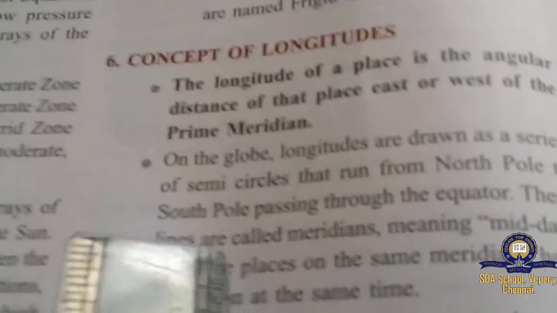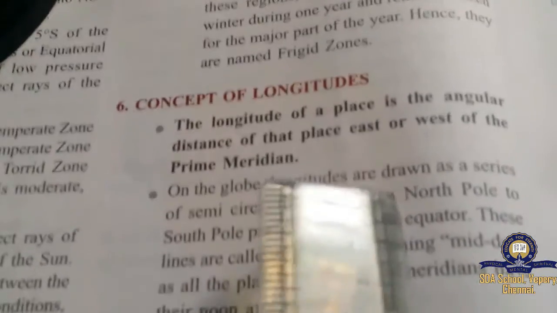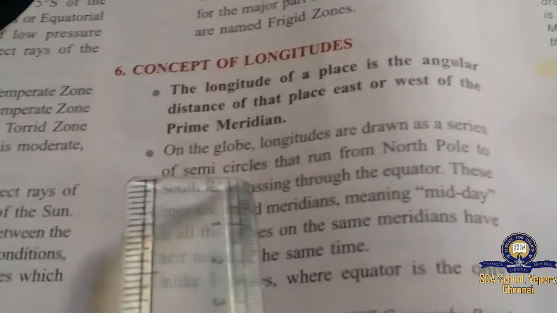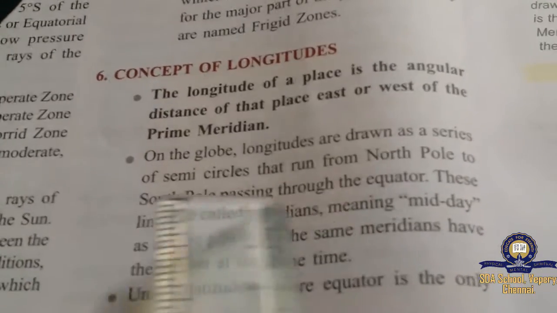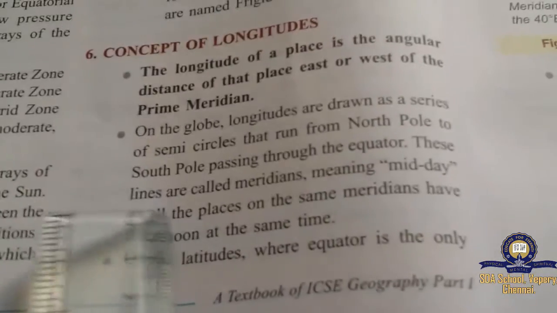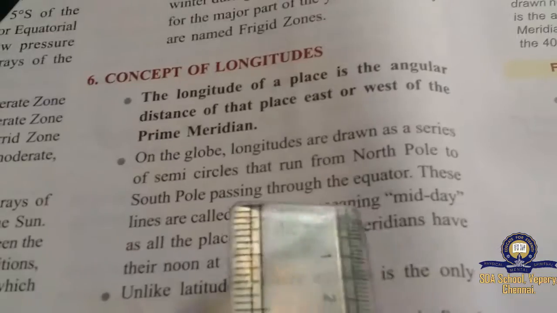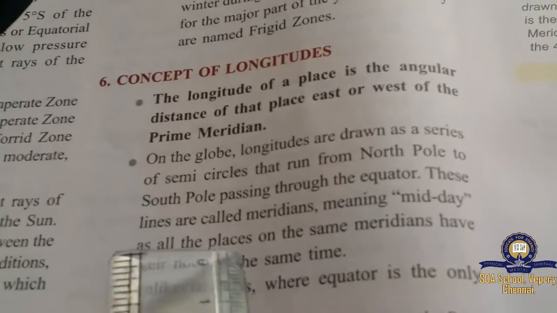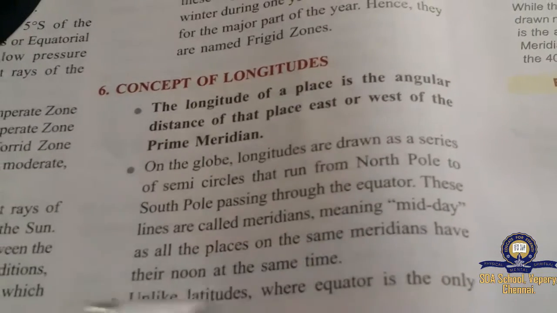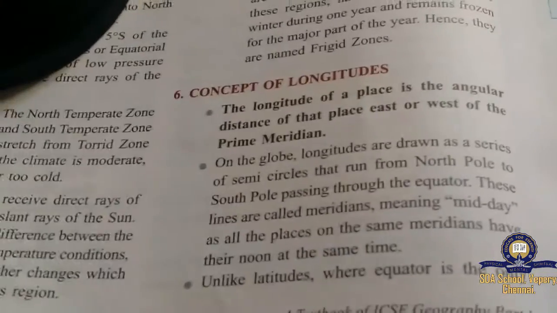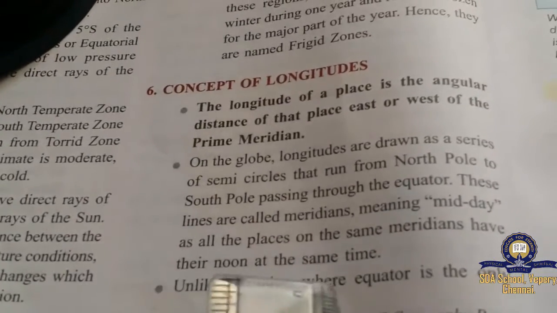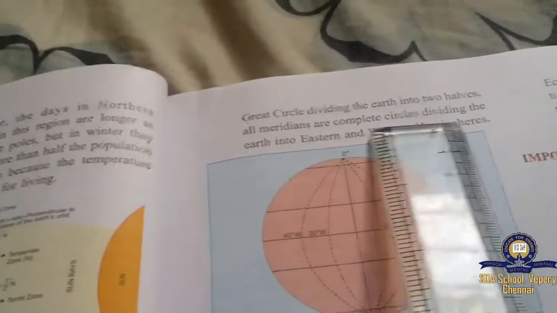Okay, we'll read this. On the globe, longitudes are shown as a series of semicircles that run from the North Pole to South Pole, passing through the equator. These lines are called meridians, meaning midday, as all the places on the same meridian have their noon at the same time. Okay, next, unlike latitudes where the equator is the only great circle dividing the earth into 2 halves.